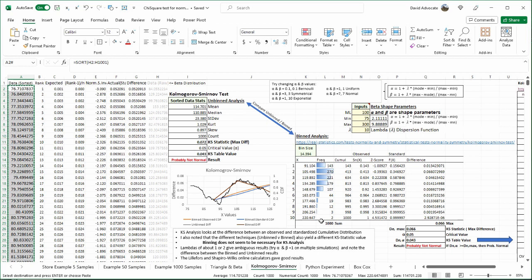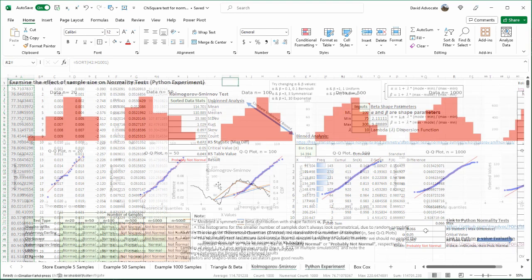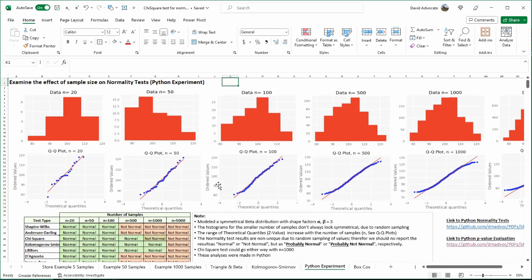And 0.07, 0.066, so pretty close. In this workbook, we'll examine the effect of sample size on normality tests.